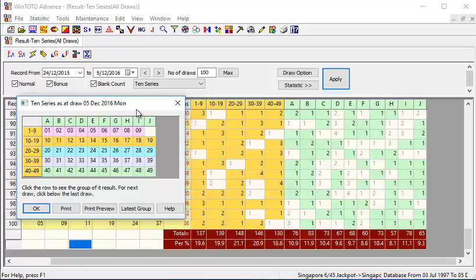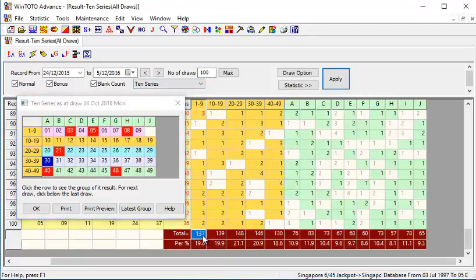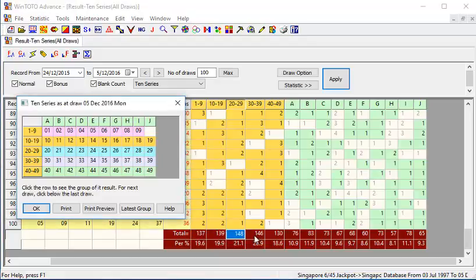10 series means we simply break the numbers down into smaller groups. How we do it is that we group them: one group with 1 to 9, another group is 10 to 19. So you can see that it's about 9 numbers, almost 10 numbers, in one group.